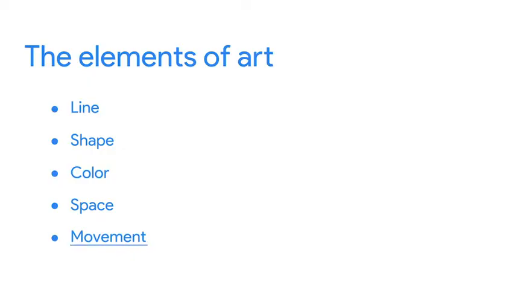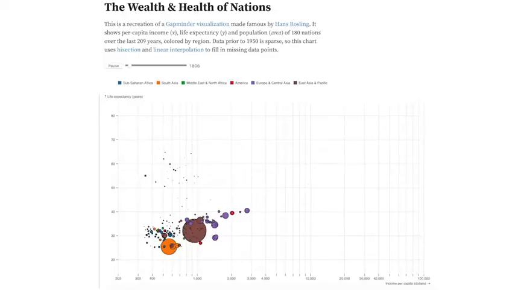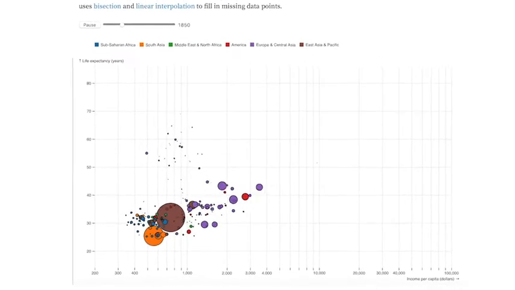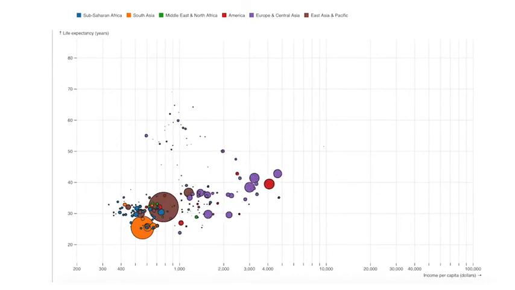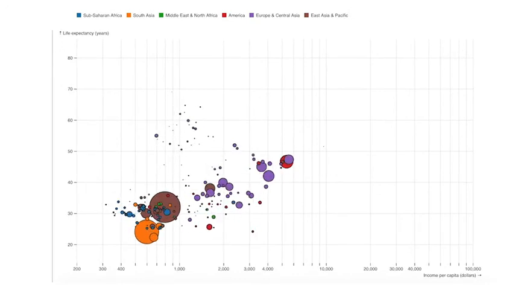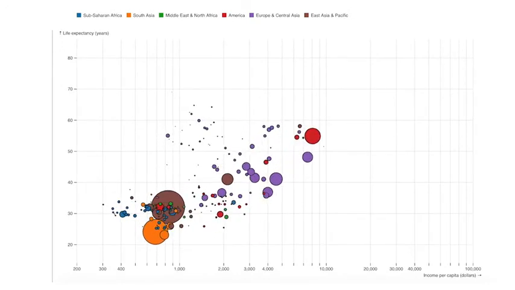Movement is used to create a sense of flow or action in a visualization. One of my favorite examples is the data viz, The Wealth and Health of Nations. This viz showcases a correlation between the financial health and physical health of nations. It traces these elements over time so you can see how the two correlated effects play out. The movement pulls in data from the 1800s all the way up until recently.